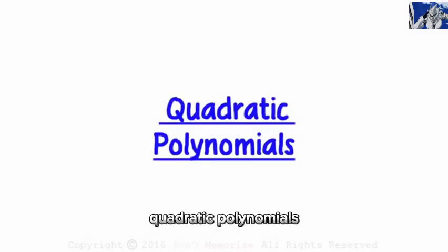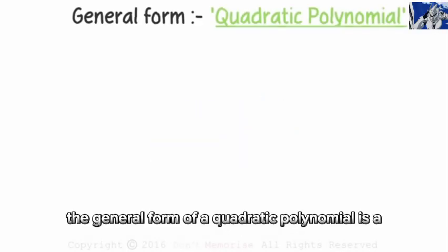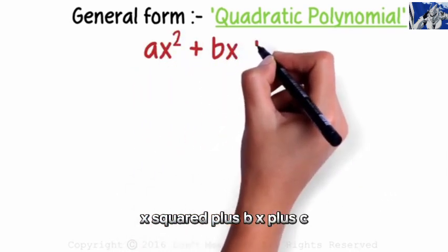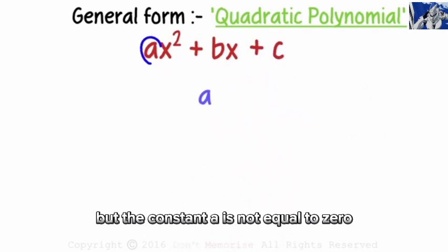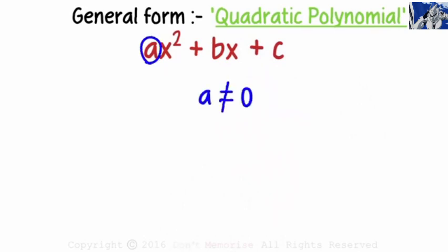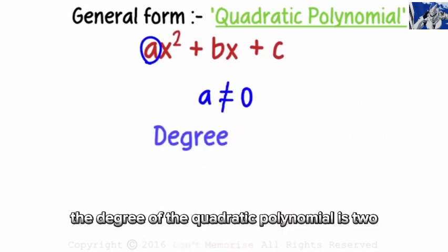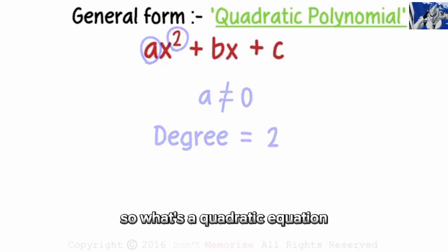Quadratic polynomials. The general form of a quadratic polynomial is ax squared plus bx plus c, but the constant a is not equal to 0. The degree of the quadratic polynomial is 2. So what's a quadratic equation?